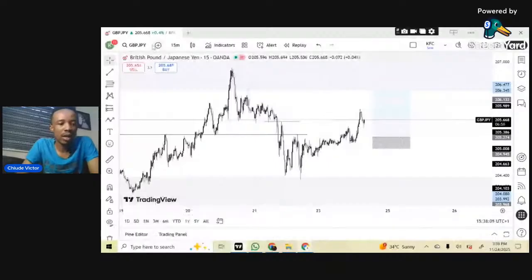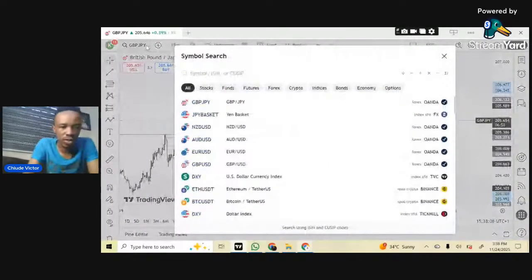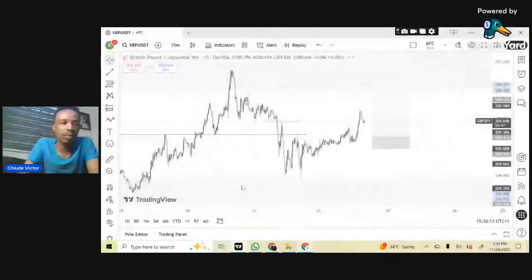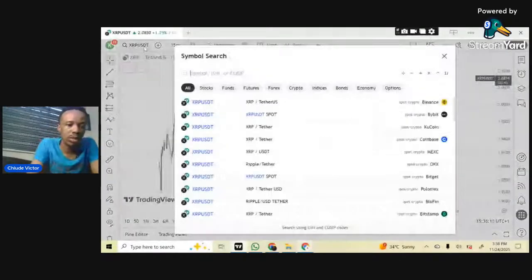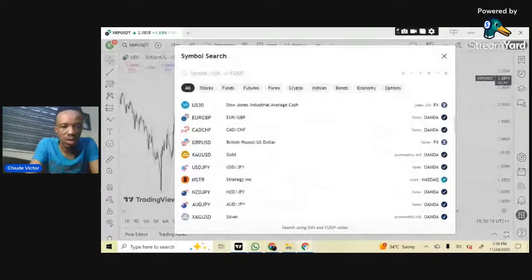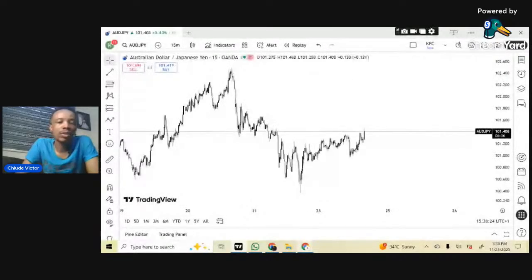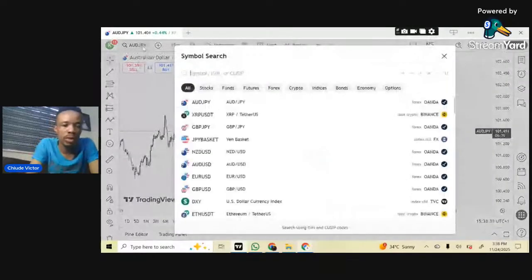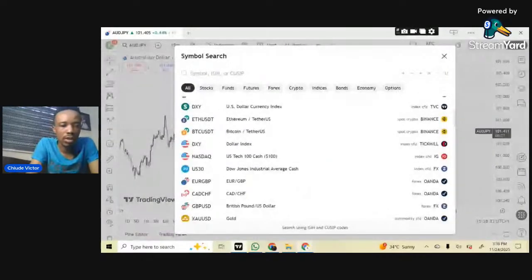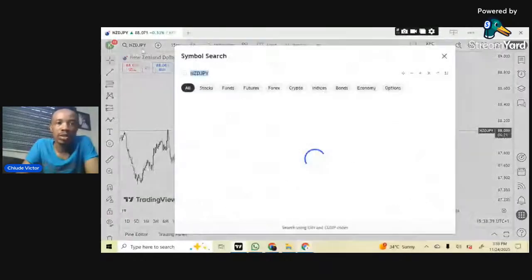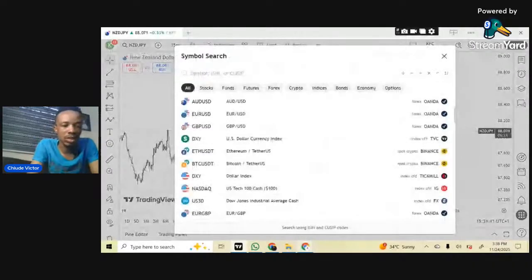In that same way, I check if GJ is lagging. Then I go to AJ, and usually AJ is more active during the Asian session. That's the night time, 1 a.m. to 2 a.m. Then I also check NZJ. So you see, these are the pairs I trade more often. If that one is lagging, I check all of these, and I check Euro J. That's EJ.